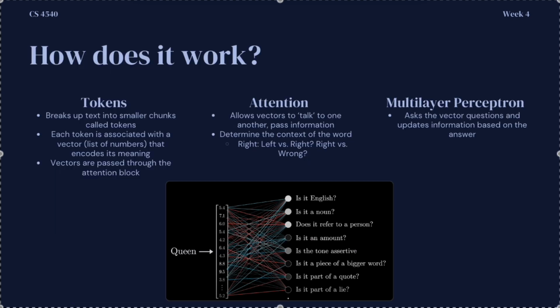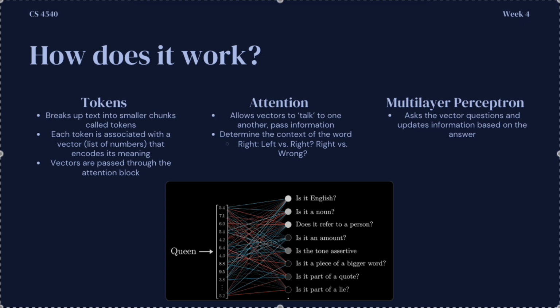To start off, they break down the text input into smaller pieces called tokens, which can consist of words, parts of words, or a sequence of characters. If the input is an image or audio, the tokens can be different parts of the image or smaller parts of the sound. Each token is then given a vector to be associated with, which is a list of numbers that encode the meaning of that token.